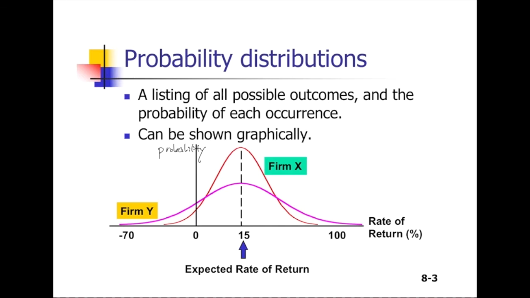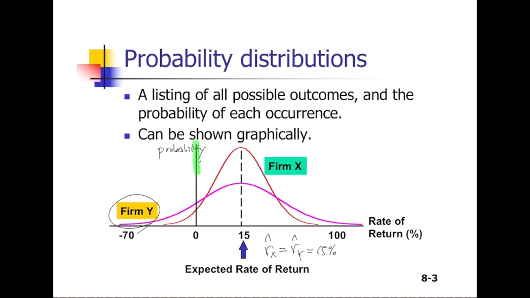So we can see the graph. As you can see, the expected rate of return of firm X and Y is the same. So we can write as this: the expected rate of return of firm X is the same as the expected rate of return of firm Y. It is 15%, right? And we can ask a question: which firm is riskier, firm X or firm Y? Which firm is riskier? Yeah, firm Y. Why?